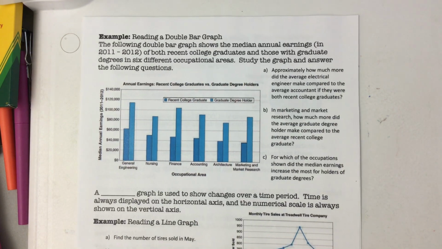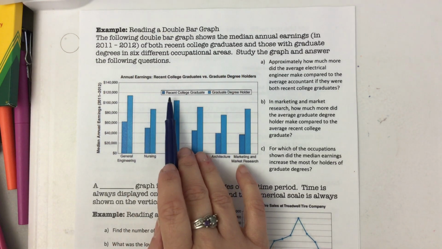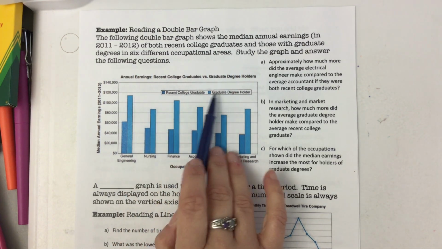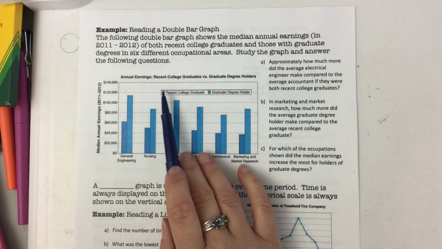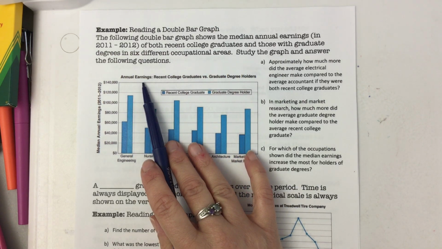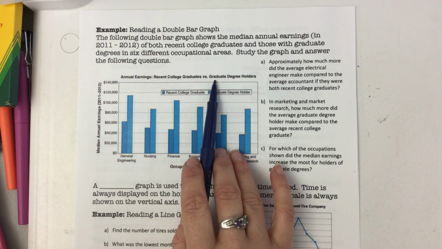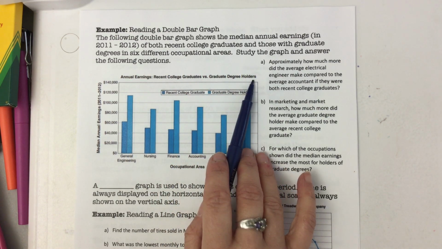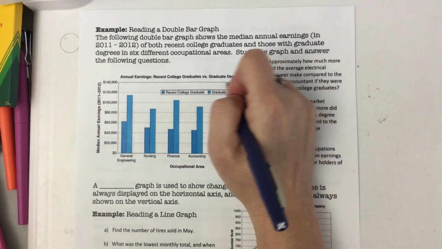There's such a thing called a double bar graph. What happens is you're comparing various things, but you're looking at two different ways to do that. When you're doing a double bar graph, they have to include what is called a key or a legend. Here, we're looking at the annual earnings of recent college graduates versus people who hold a graduate degree. And you want to see how much more money you make if you have that graduate degree.